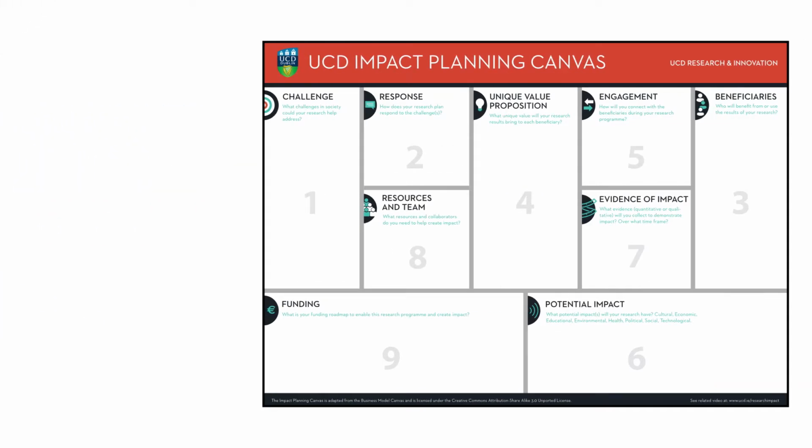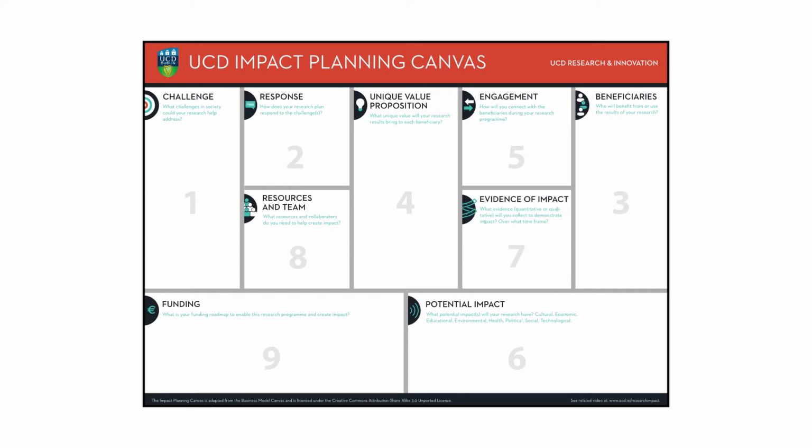This is where the UCD Impact Planning Canvas comes in, a tool which makes life easier by breaking impact down into its component parts. We have designed the canvas to reflect the systemic way impact should be integrated into a research program. There are 3 regions. On the left-hand side, we have factors relating to your research. On the right-hand side, we have factors relating to the impact potential of your research. And in the middle, we have the unique value proposition, acting as a bridge between your research and its impact.